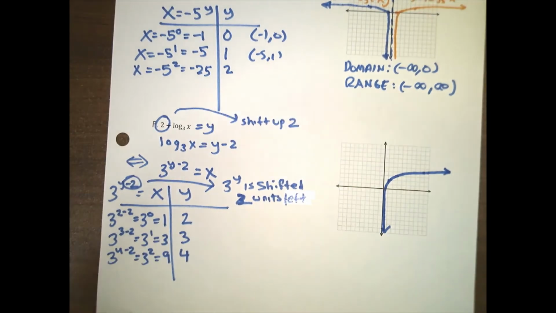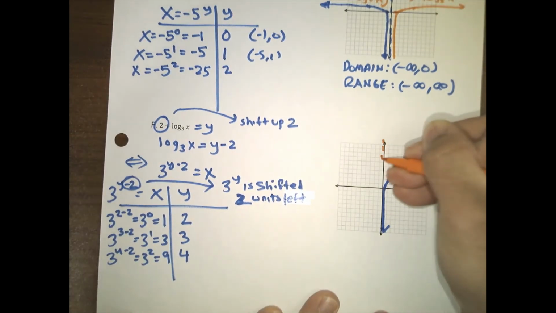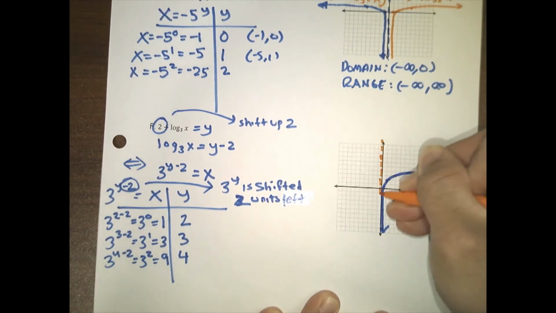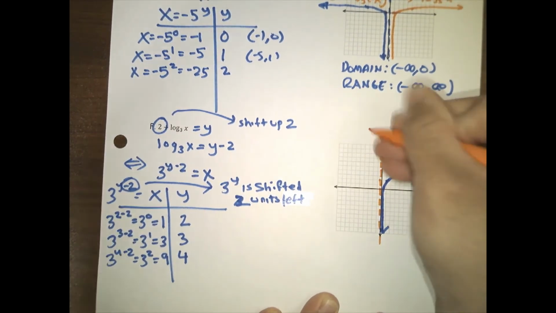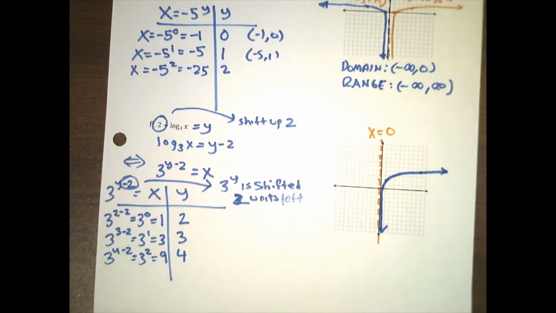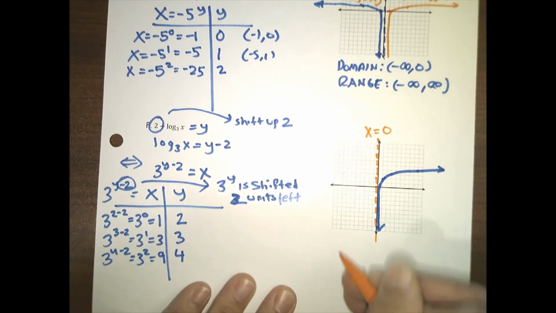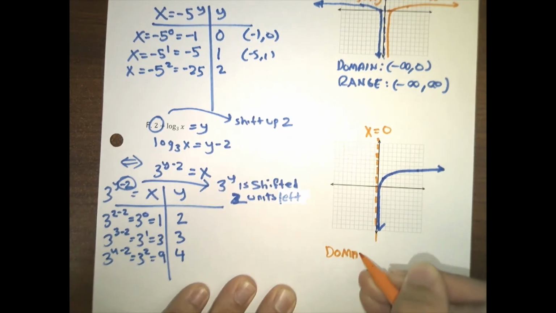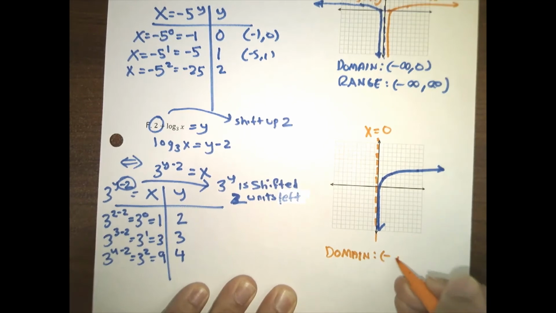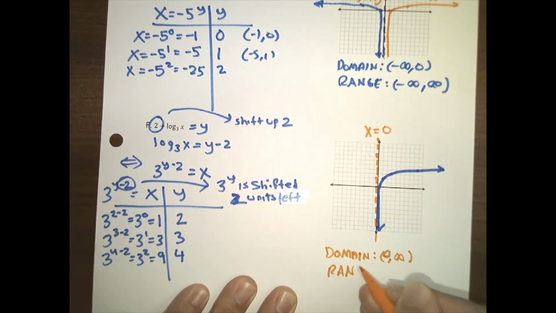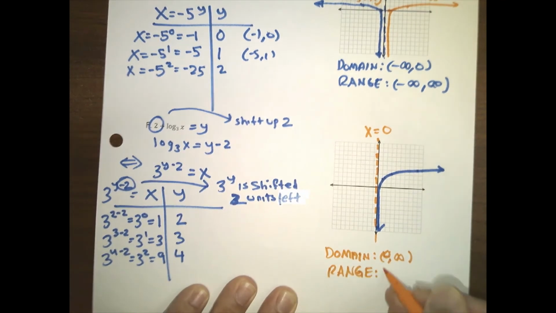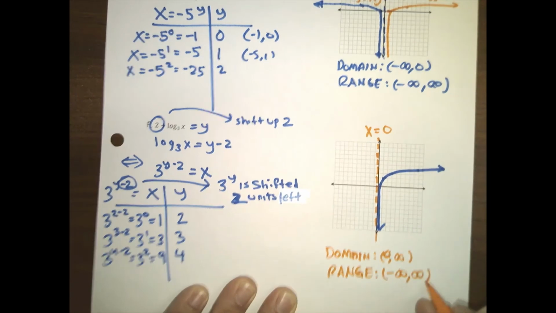So anyway, here is an asymptote at x equals 0, and just try to remember what is going on here, that the domain is going to be all real numbers greater than 0, so 0 to infinity, and the range is going to be all real numbers, negative infinity to infinity.